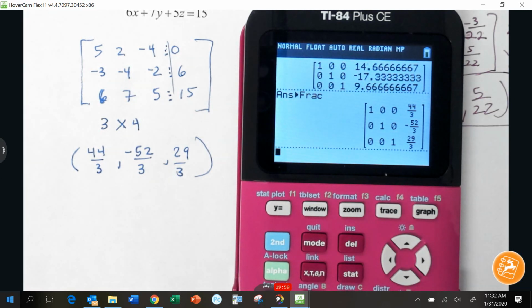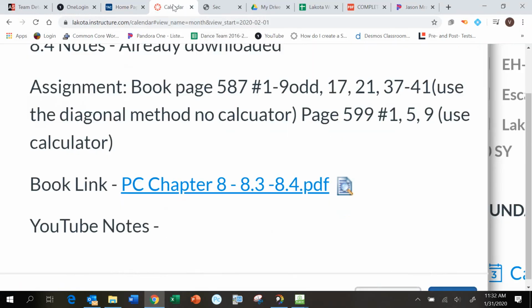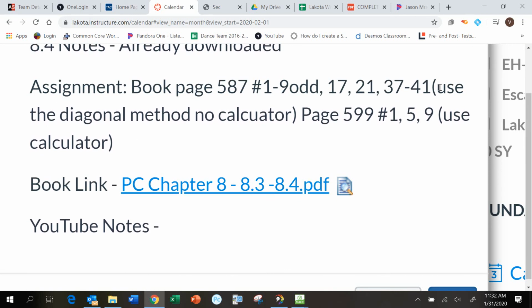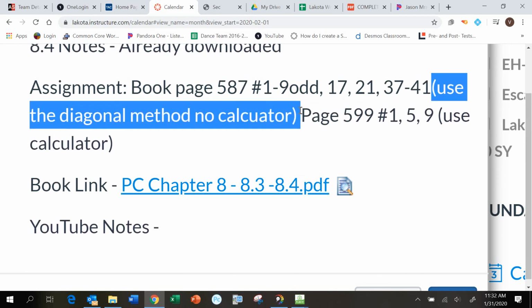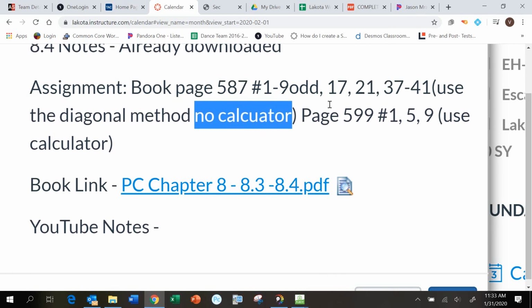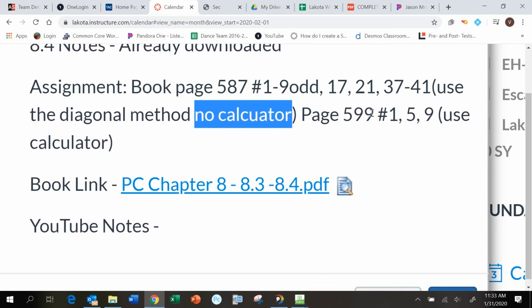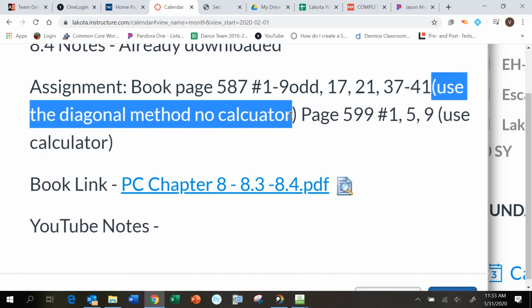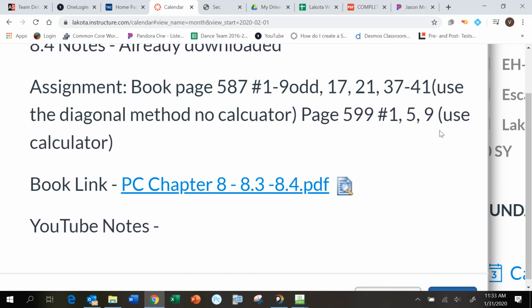Your assignment is in the book. It is written on Canvas. There is a book link on Canvas. Most of these are odd. I have changed the directions for some of these, so you do need to read the directions. For this one, 1 to 9 odd, 17, 21, then 37 all the way through 41 says use the diagonal method, no calculator. So for those questions, no calculator. And then page 599, 1, 5, and 9, use the calculator for that part. So I believe this up here is the determinants, and then this down here is solving the systems.